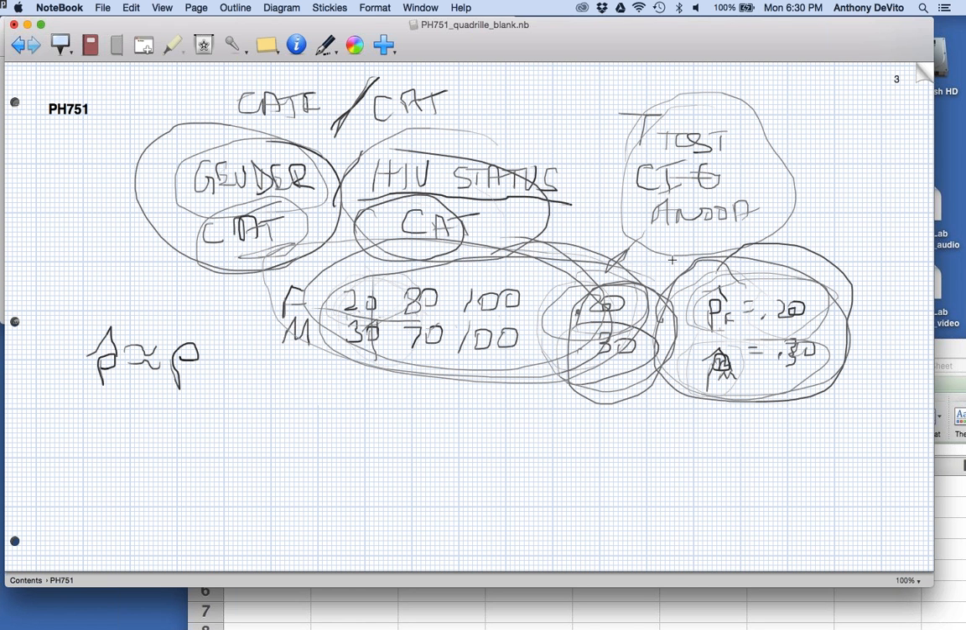So let's go back to our influenza example. 15% of the population, your group, is going to get influenza.